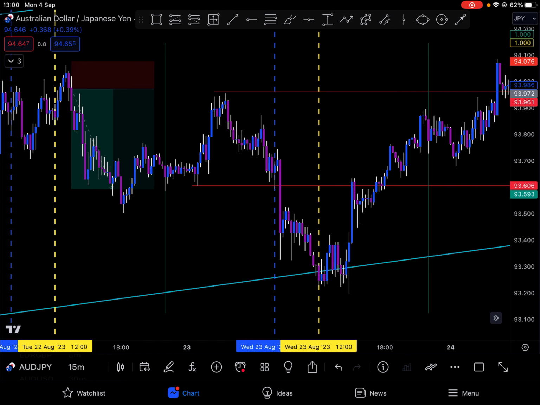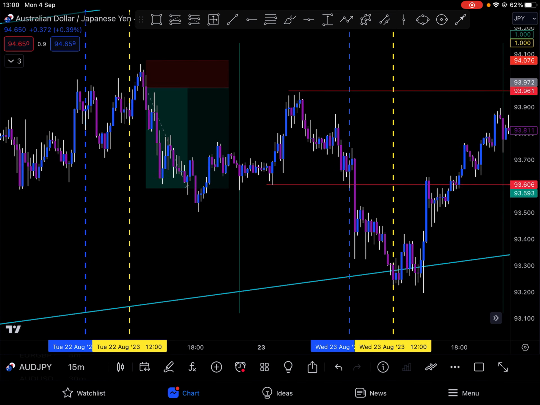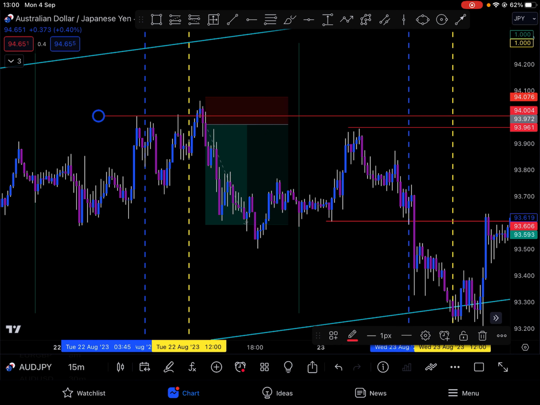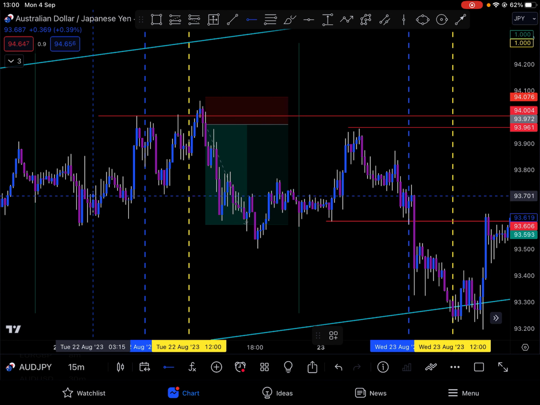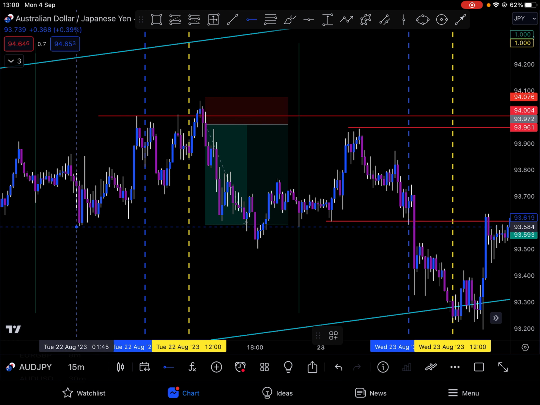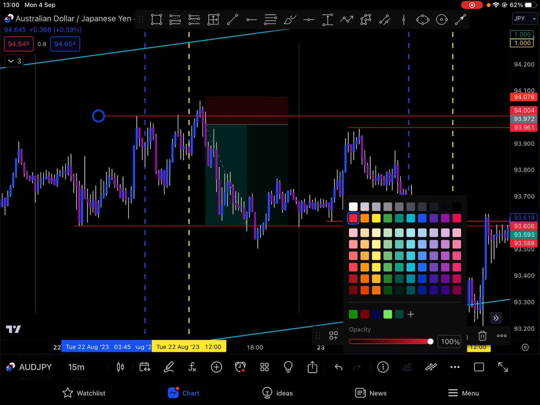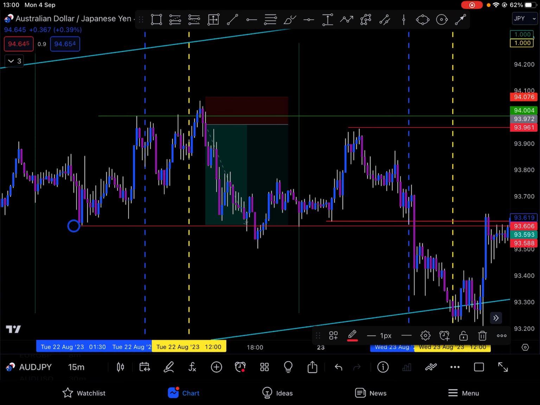So for buys, we're waiting for the break to the upside of the Asian high, like this, place for buys. So actually the first trade we called was a sell. So I'm just gonna make this a different color so you can differentiate.